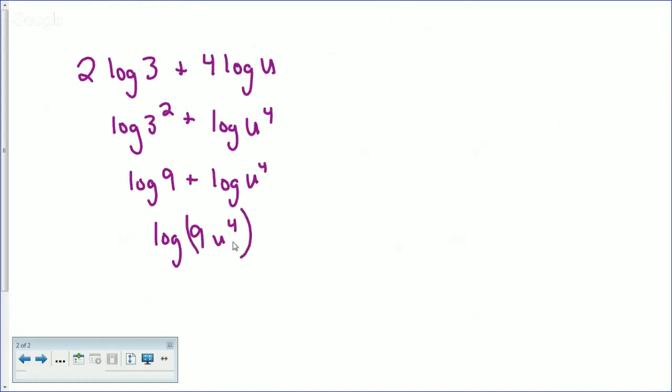And we would need to put that in parentheses, because if we don't, this u doesn't get the logarithm. Okay, so those are the kind of things that you'll be looking at. And we can go the other way around. Let's say we have ln of x to the 3rd over y squared.